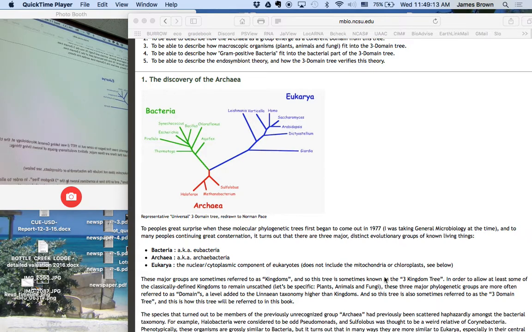Yeah? So a while ago, the two branches of the tree were distinguished as Eubacteria and Archaeobacteria. Why did that change? Yeah, so when this was originally discovered, the proposal was to call these eubacteria, or true bacteria, and these archaebacteria, that is, ancient bacteria. And for a while, those names were used.